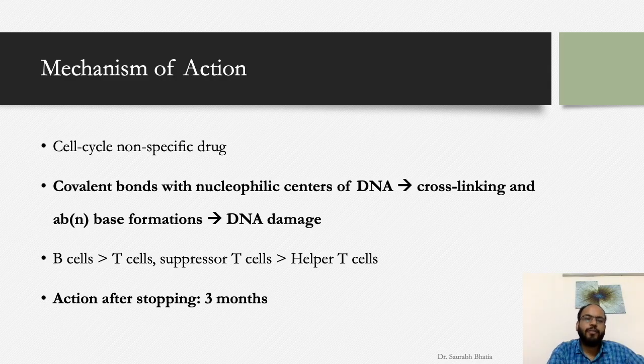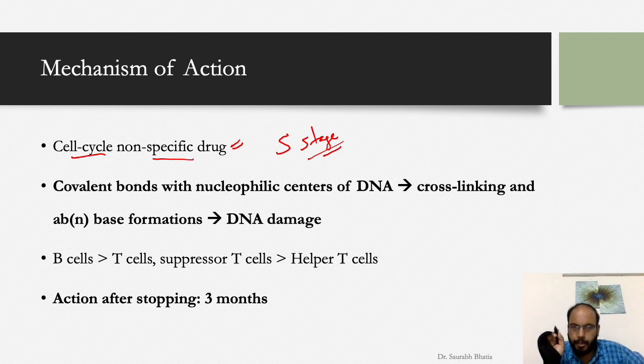Now, how does cyclophosphamide act? It's a cell cycle non-specific drug. That means it is not restricted to any particular stage of cell cycle. We have seen that previous immunosuppressives used to act on the S stage of the cell cycle, where synthesis of macromolecules required for cell division were taking place. But since DNA is present at all these cell cycle stages and it works by damaging the DNA, cyclophosphamide can act on any of the cell cycles. So it becomes a cell cycle non-specific drug.